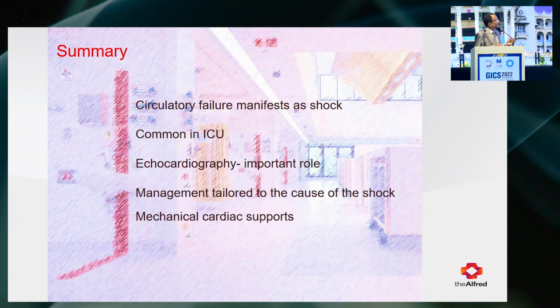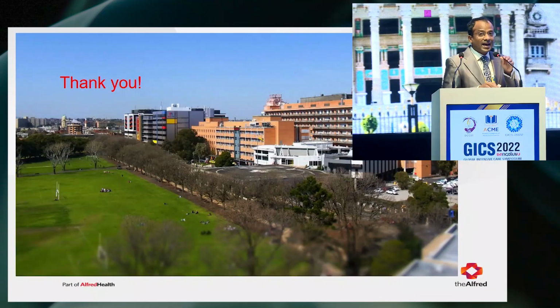So in summary, circulatory failure manifests as shock, and one third of the patients in your ICUs have that. Echocardiography plays a very important role. Based on what you find in echocardiography, the management needs to be tailored, and consider mechanical cardiac support early in patients before the train has left the station. Thank you very much.